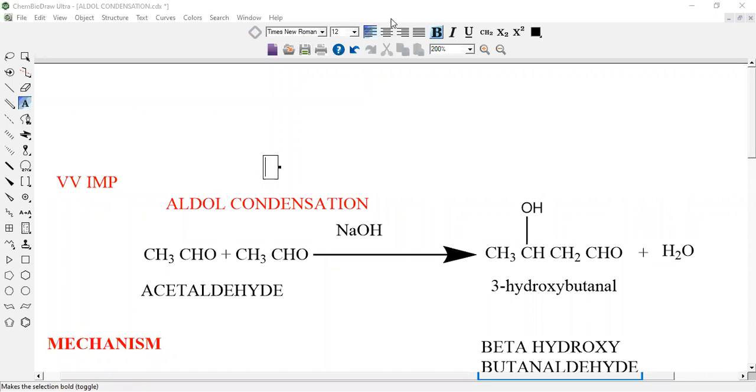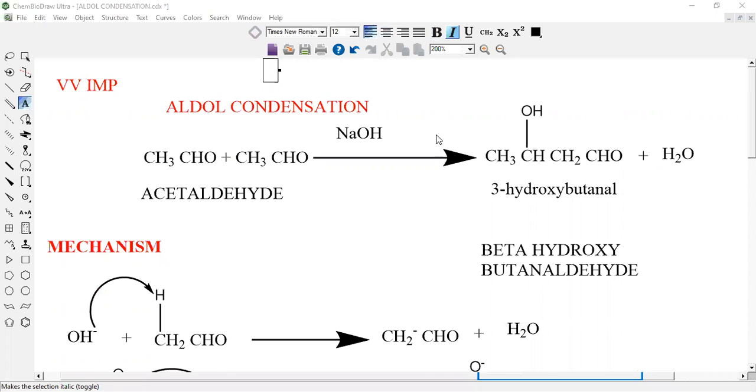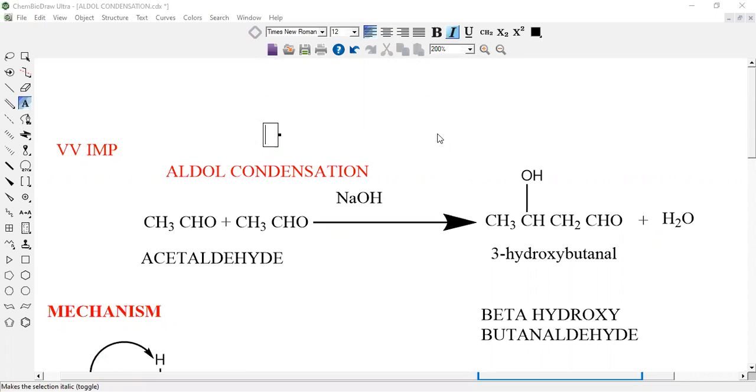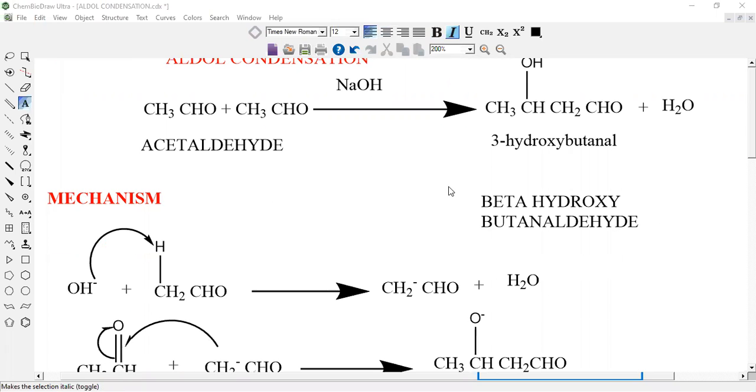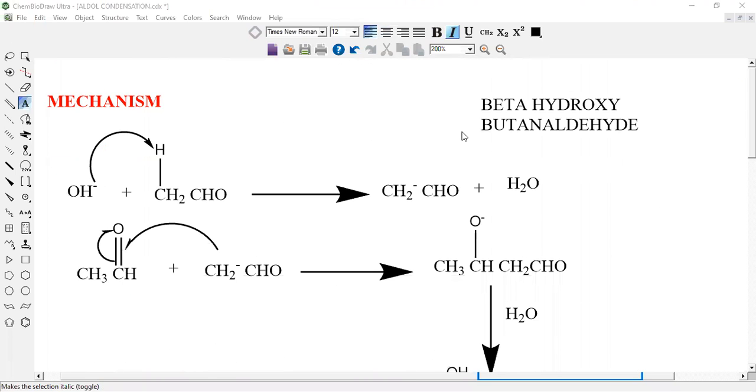Anybody? Yes, sir. Okay. Now come to the mechanism of this reaction. Mechanism is also very important. You will be asked a question: What is Aldol condensation? Explain with a suitable example along with its mechanism. You will get a question like that. Now let us see the mechanism.